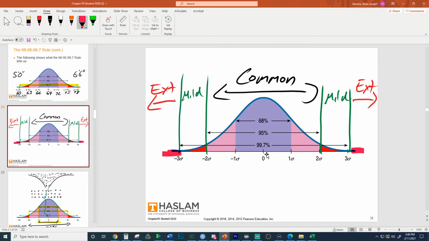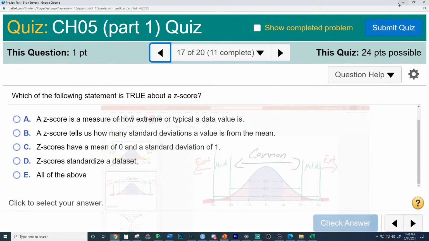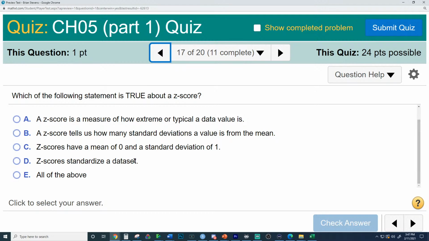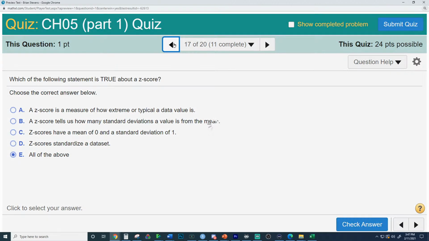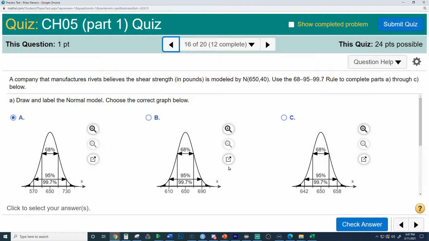You can see it right here that the center is 0. That's the mean. And they have standard deviations of 1. 100% true. Z-scores standardize a data set. Yeah, they put it all to the same metric. And there we go. Does that make sense right there? It is E. That is the correct answer.